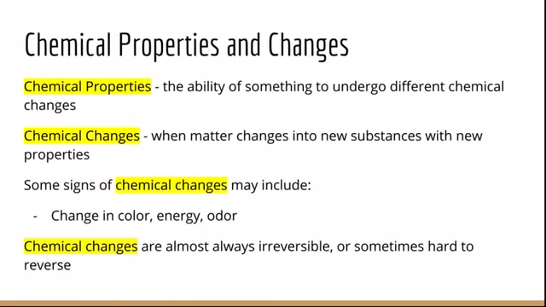Now moving on to chemical properties and changes. These are different from physical properties and changes. Chemical properties are the ability of something to undergo different chemical changes. Chemical changes are when matter changes into new substances with new properties. Some signs of chemical change may include color, energy, odor, and more. Chemical changes are almost always irreversible or sometimes hard to reverse.